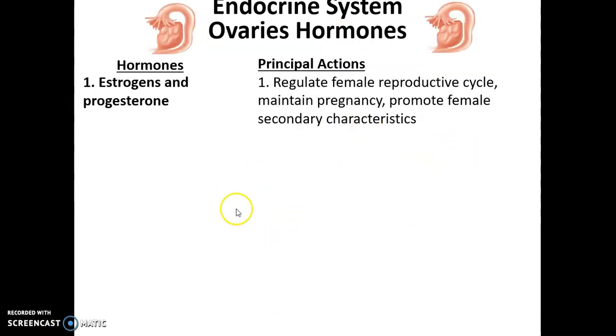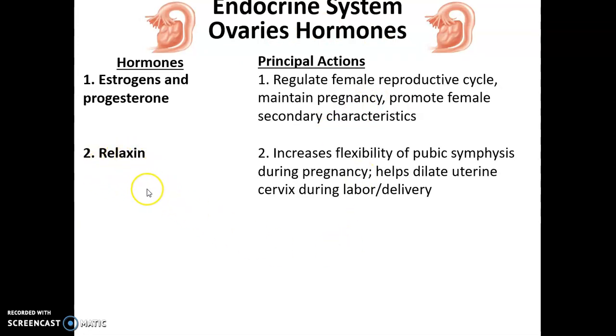All right, the ovaries. Ovaries produce a few hormones. They produce the sex hormones, estrogens, and progesterone. And these hormones regulate the female reproductive cycle, help to maintain pregnancy, and promote the development of female secondary characteristics during puberty. And we will go into more detail about the hormones produced by the ovaries when we cover the reproductive systems.